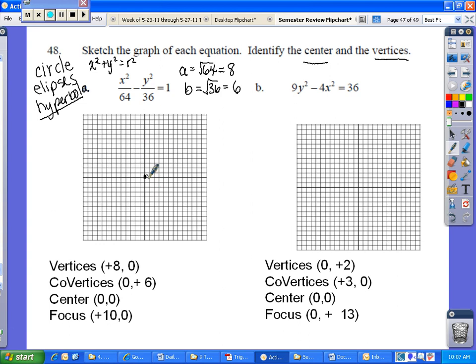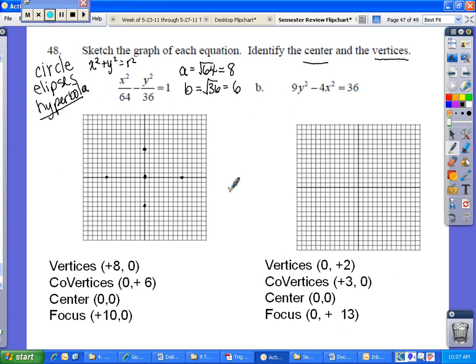A squared is equal to 64. So since that 64 goes with the x squared, I know that those 8s are going to be along the x-axis. So I'm going to count over 1, 2, 3, 4, 5, 6, 7, 8. And I'm going to count 8 the other way. Also 6, up 6, and then down 6.